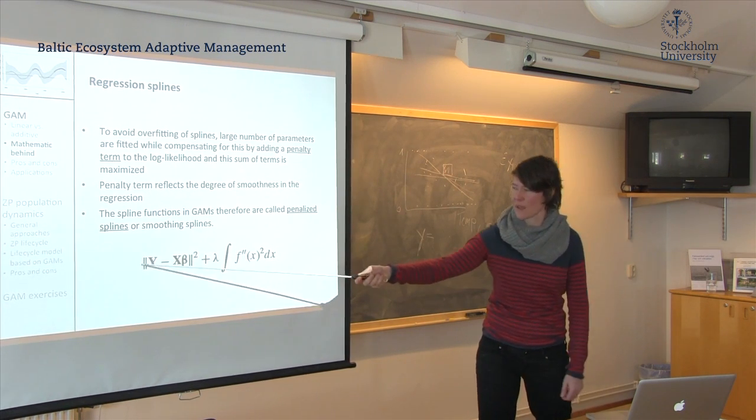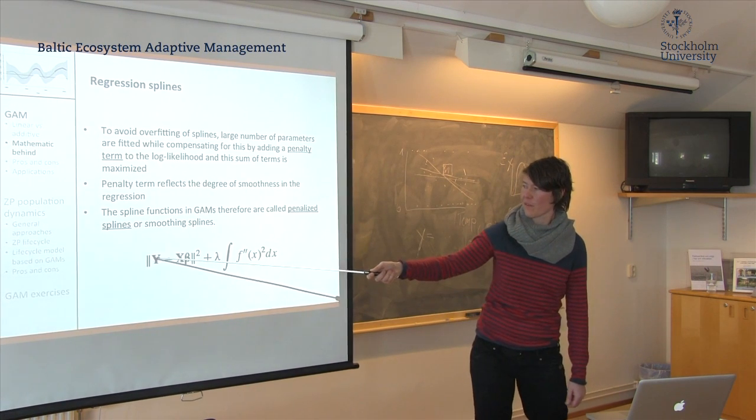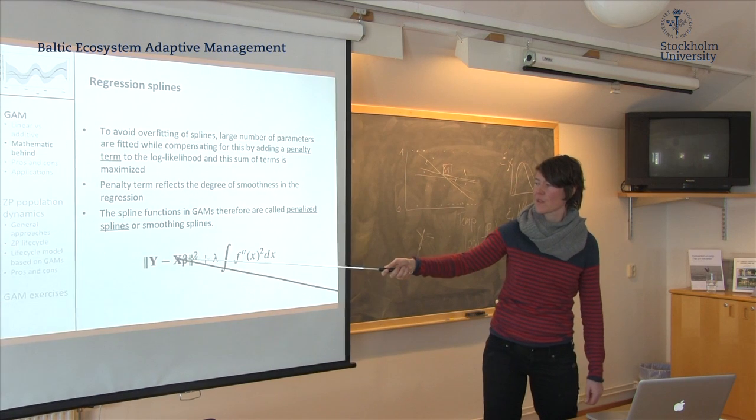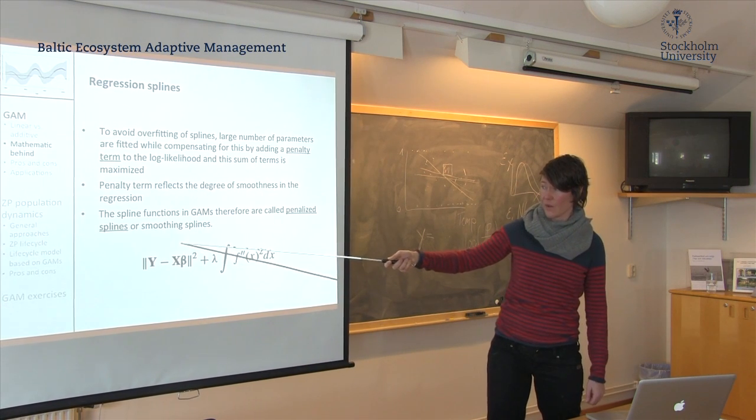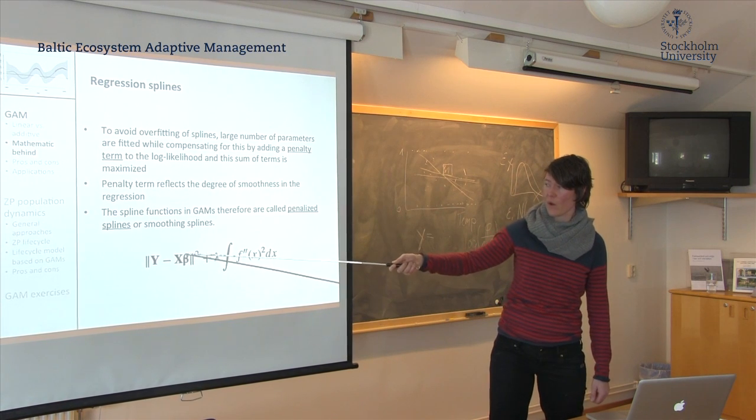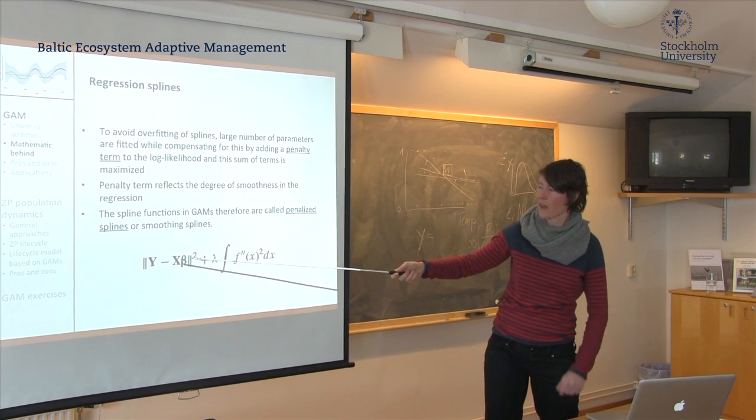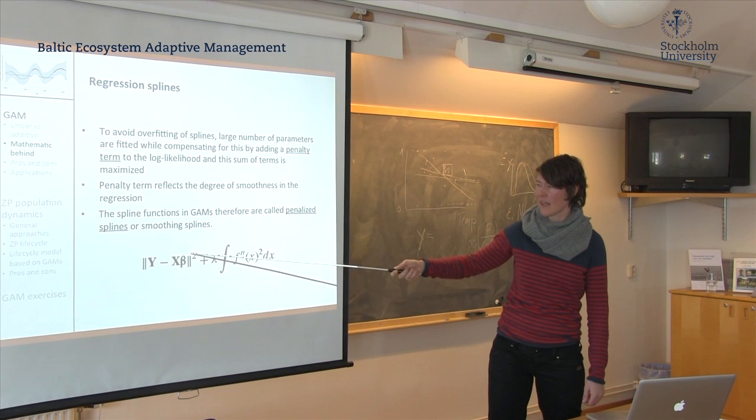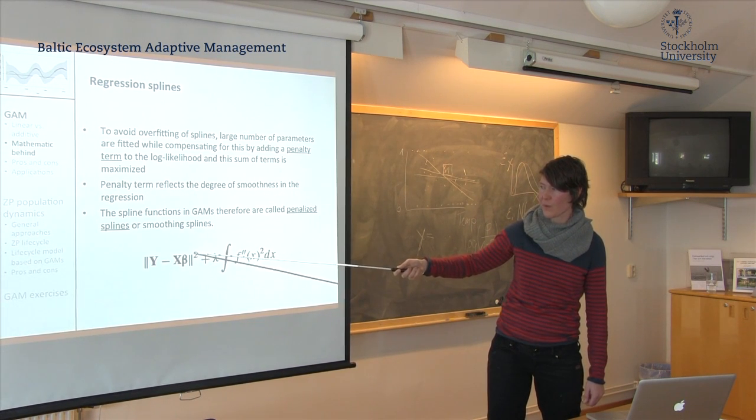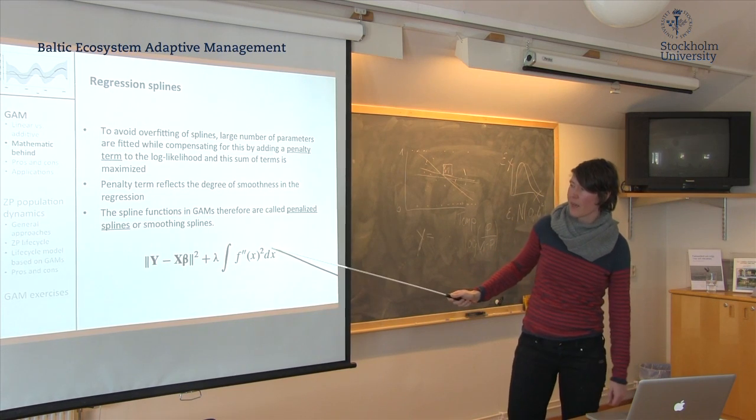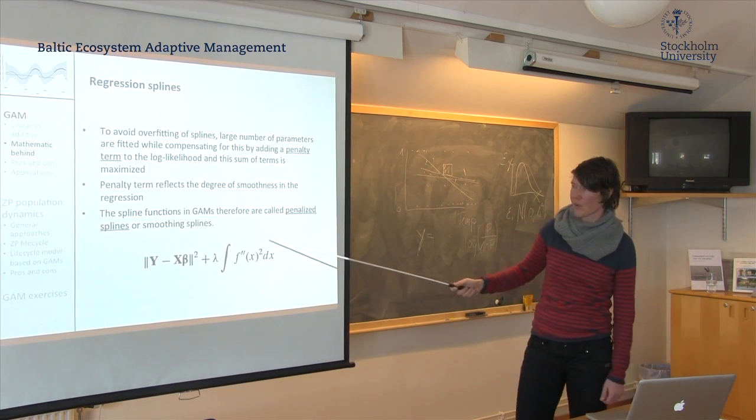This is the actual sums of squares. From your observed values, you subtract your predictor variables and the coefficients. But now it's not only one coefficient, it's a coefficient for every x you have. And again, you square it and then you sum it up. But now we have this penalty term.